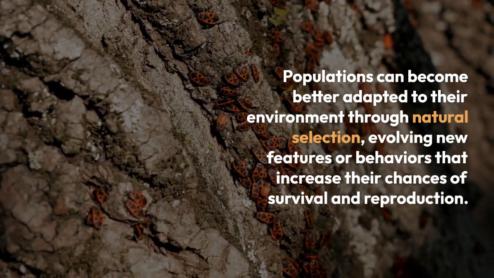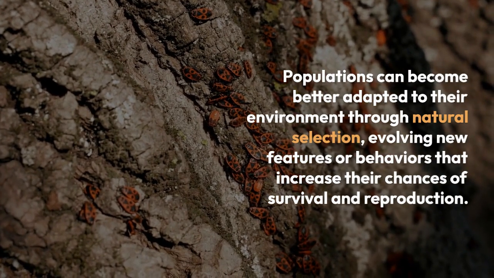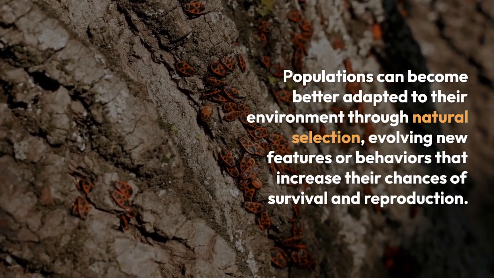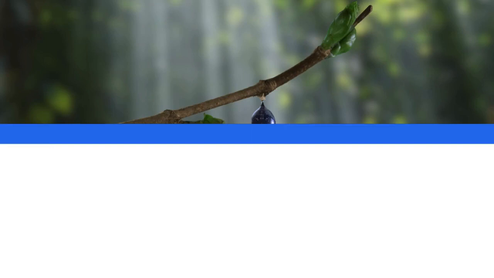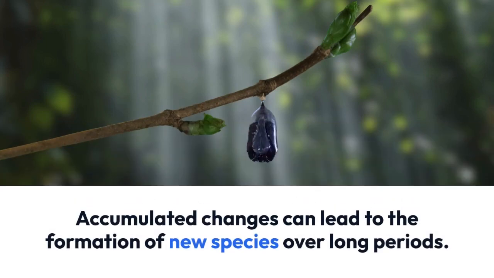5. Adaptation. Through natural selection, populations can become better adapted to their environment. As advantageous traits accumulate over generations, populations can evolve new features or behaviors that increase their chances of survival and reproduction. These adaptations help organisms better survive in their specific habitats.